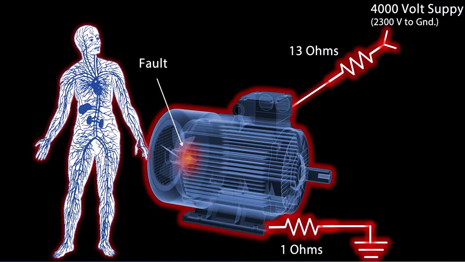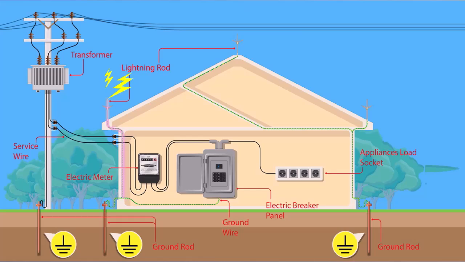The purpose of the ground, besides protection of people and equipment, is to provide a safe path for the dissipation of fault currents, lightning strikes, static discharges, EMI and RFI signals, and interference.